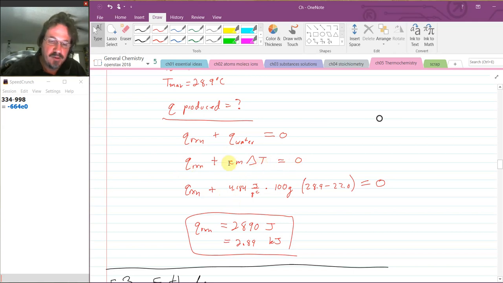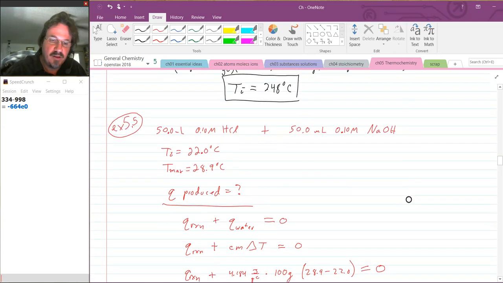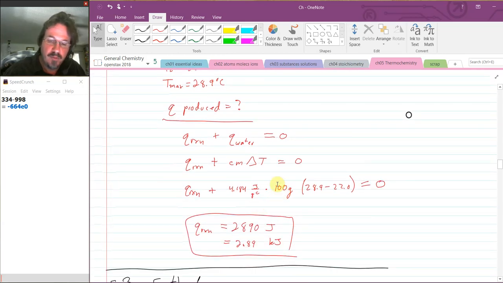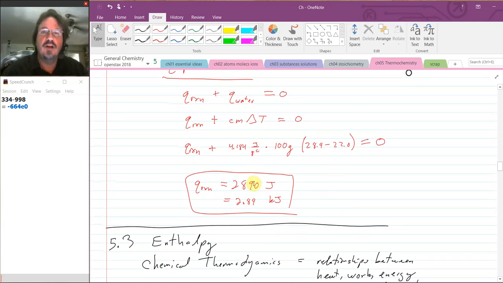Now I can plug in my numbers. I know specific heat of water is 4.184. The mass of the water, 100 grams. We said it was given in 100 milliliters, right? 50 here, 50 here. That's a grand total of 100. So it's 100 grams of water. Temperature final minus temperature initial. That's how much it went up. Plug it all in. That equals 0, right? Plug it all in. Solve for Q. Q equals 2,890 joules is the unit because all the other units have canceled, just like before. Or 2.89 kilojoules is another way to say that.